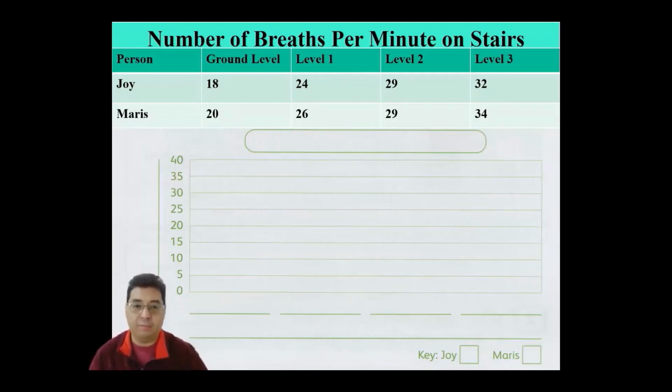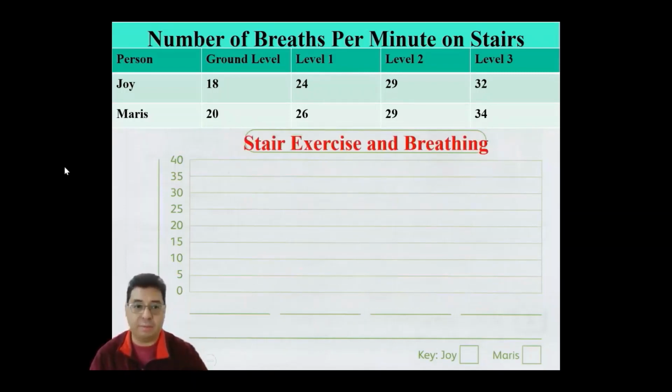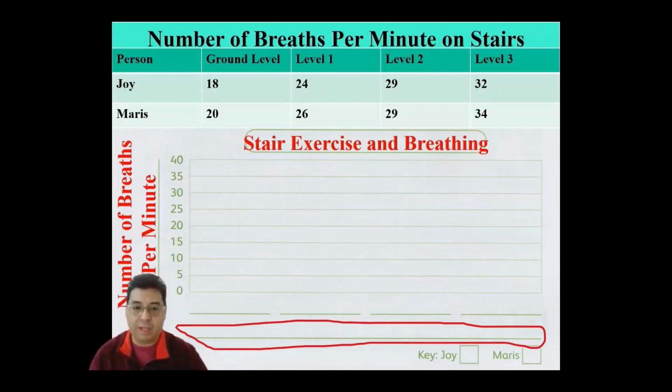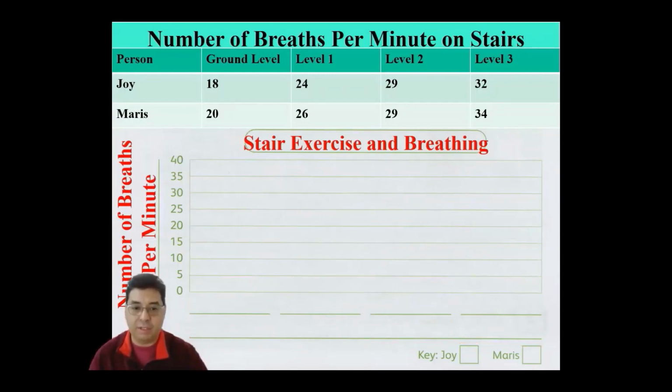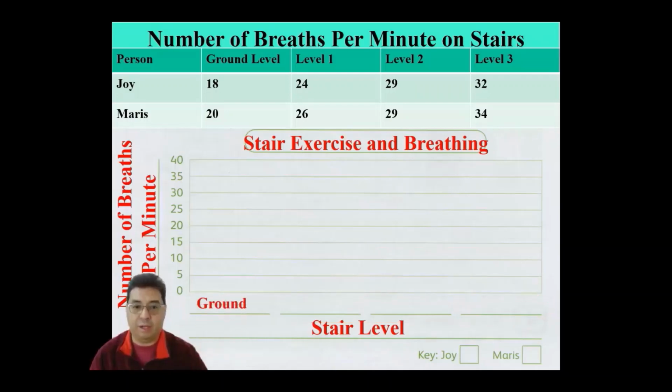Okay, so for the top one here, I'm going to give it a title called Stair Exercise and Breathing. And then on the side behind me here, I'm going to give that the title of Number of Breaths per Minute. As you can see, there's the numbers there that are talking about the breaths per minute. Then down on the bottom there, I've got this long line, which I'm going to give the title of stair level. So that means all the other lines above will each identify the stair level. So I'll have ground, level 1, level 2, and level 3. Now you can name it first, second, third level if you like. It's up to you. Okay?